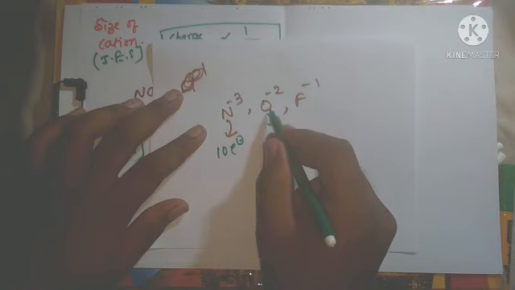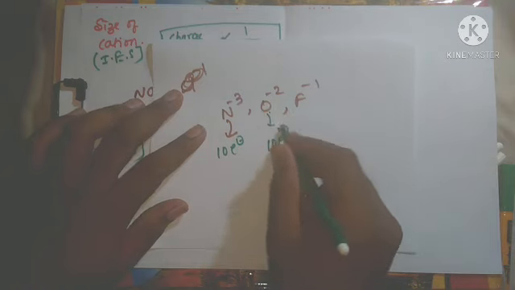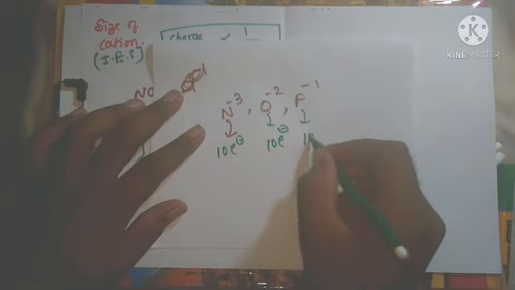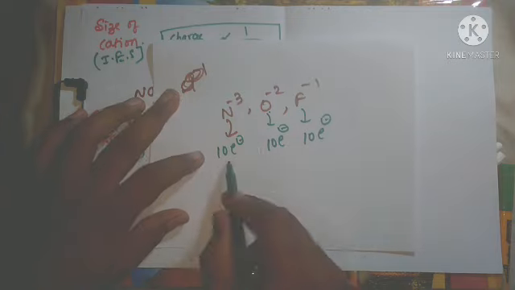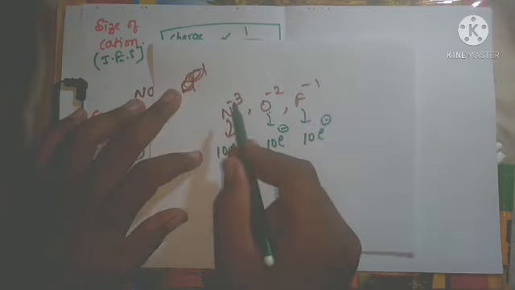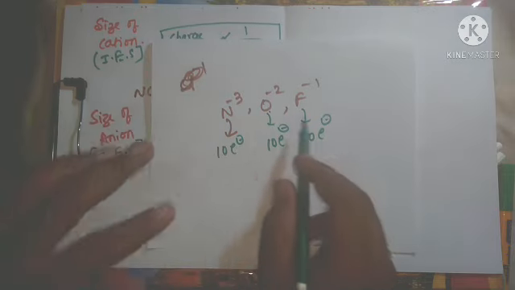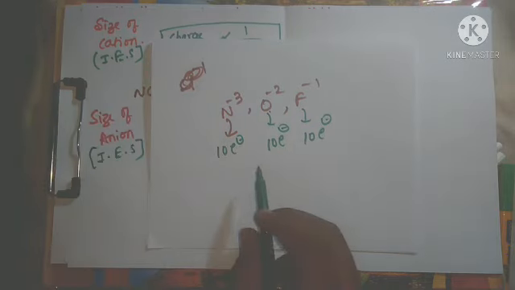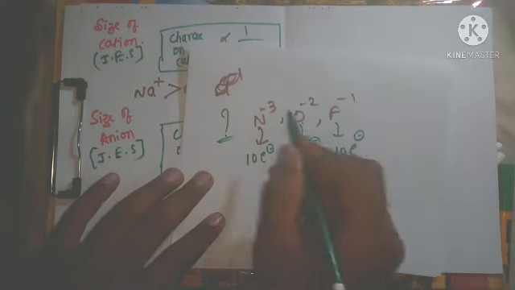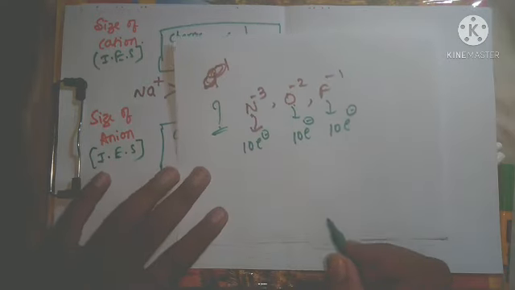O-2. Oxygen atomic number 8. -2 means gain of 2 electrons. Total number of electrons 10. Fluorine atomic number 9. -1 means gain of 1 electron. Total number of electrons 10. All are having 10 electrons. N-3, O-2, F-1, all these ions are having 10 electrons. Therefore, all are isoelectronic species.